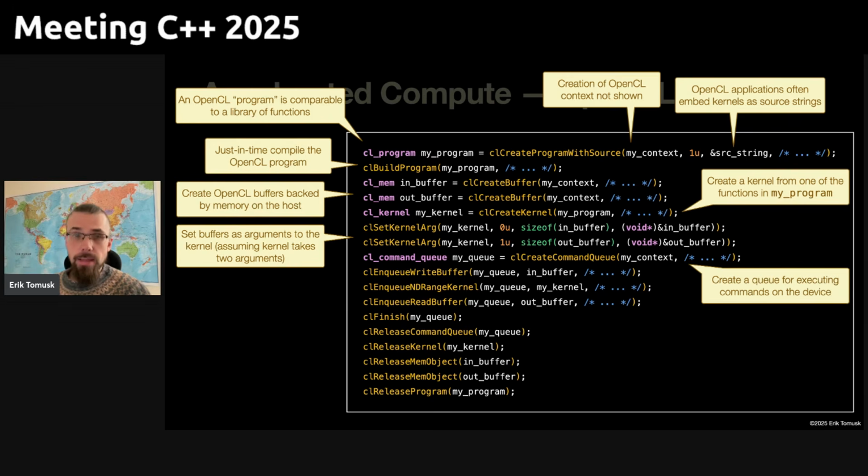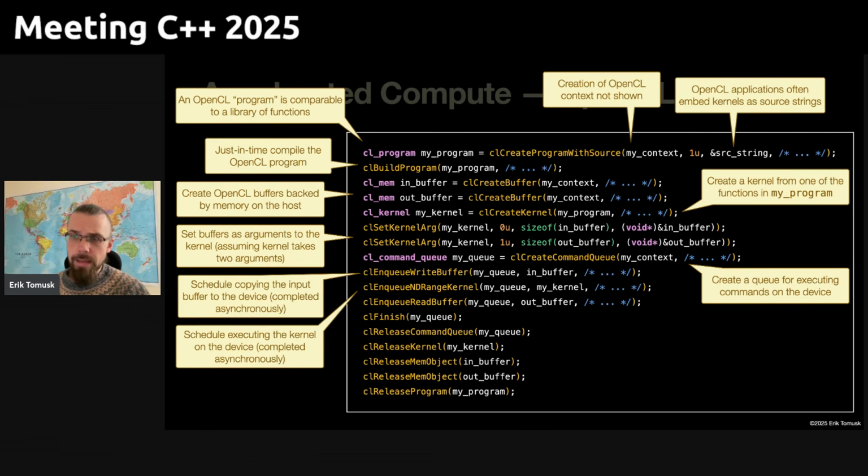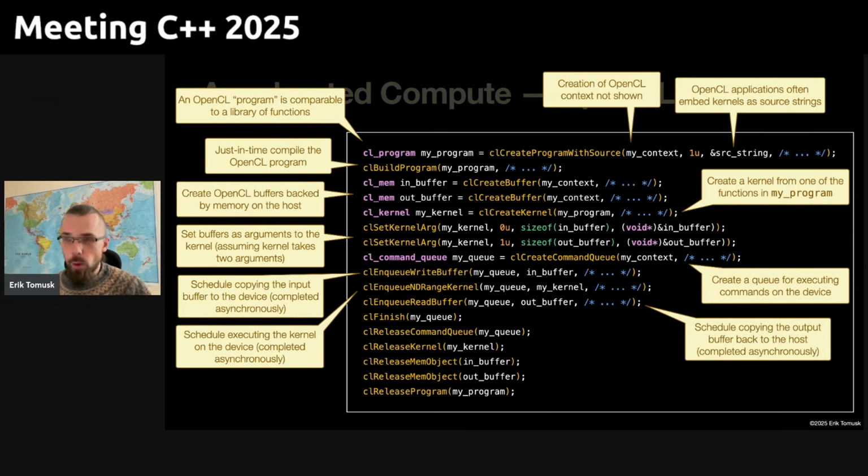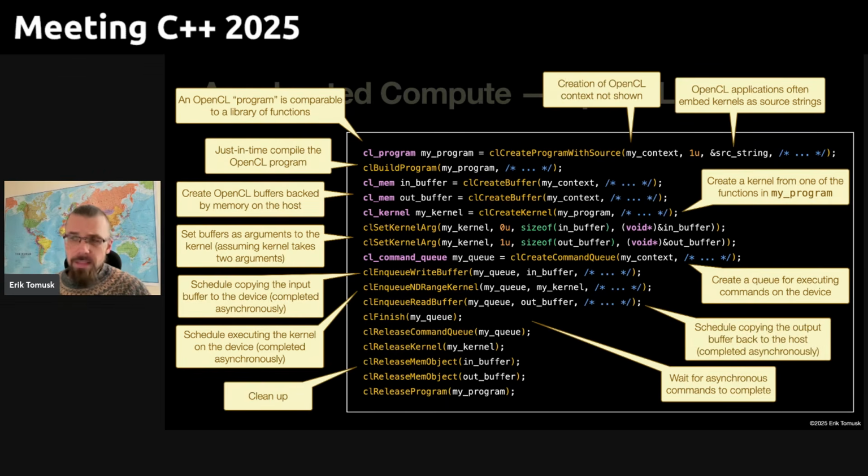Here I create a command queue for executing the kernels on the accelerator. I enqueue a data copy, so this copies the input data from the host to the accelerator device. Then I enqueue the execution of the kernel, and then I enqueue a copy back to the host. And then I wait for all of this to be done. And then there are a bunch of release functions that release the resources that I've created.